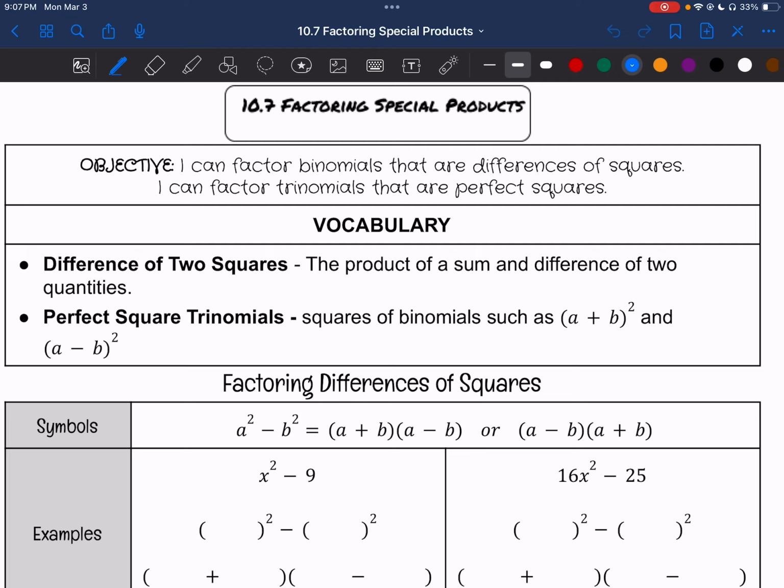So our two vocabulary terms for the day: difference of two squares, which is the product of a sum and difference of two quantities. And so we are going to see that first. Then we're going to follow that up with perfect square trinomials. They are squares of binomials such as the quantity a plus b squared and the quantity a minus b squared.